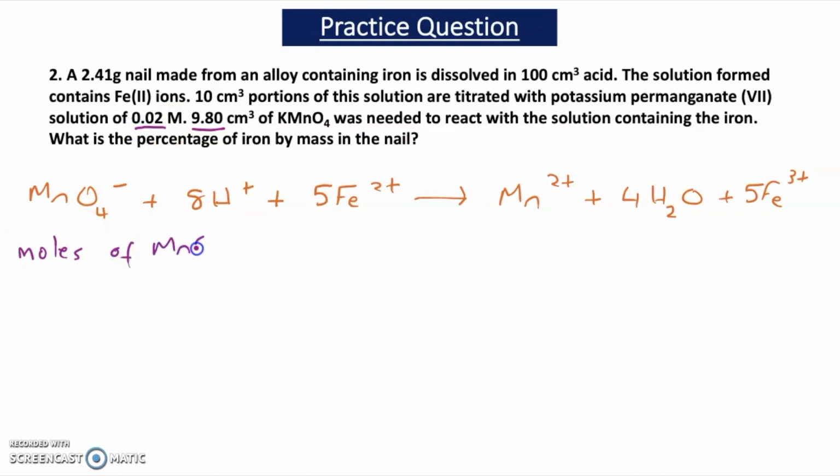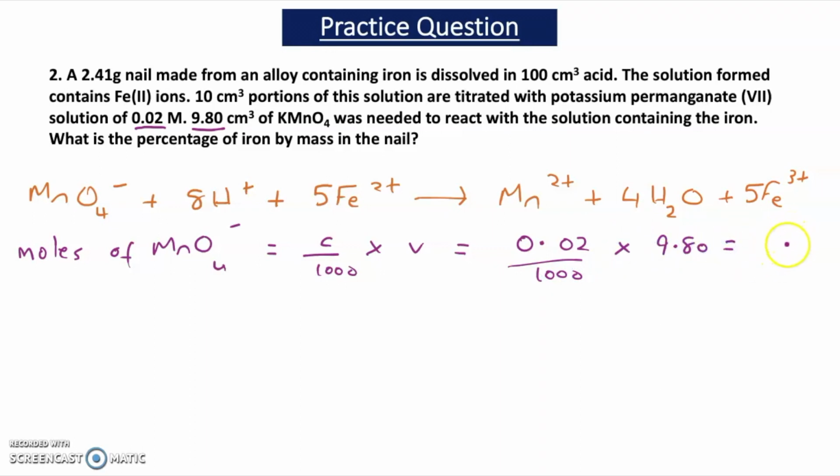So the first thing we have to do here, if we're going to work out the percentage of iron by mass in the nail, is to work out the moles of manganate 7 that was needed to react with the iron 2+. To do this, we use the following equation. It's concentration over 1,000 times volume, so it would be 0.02 over 1,000 times 9.80, which will give us a number of moles of 1.96 times 10 to the minus 4.